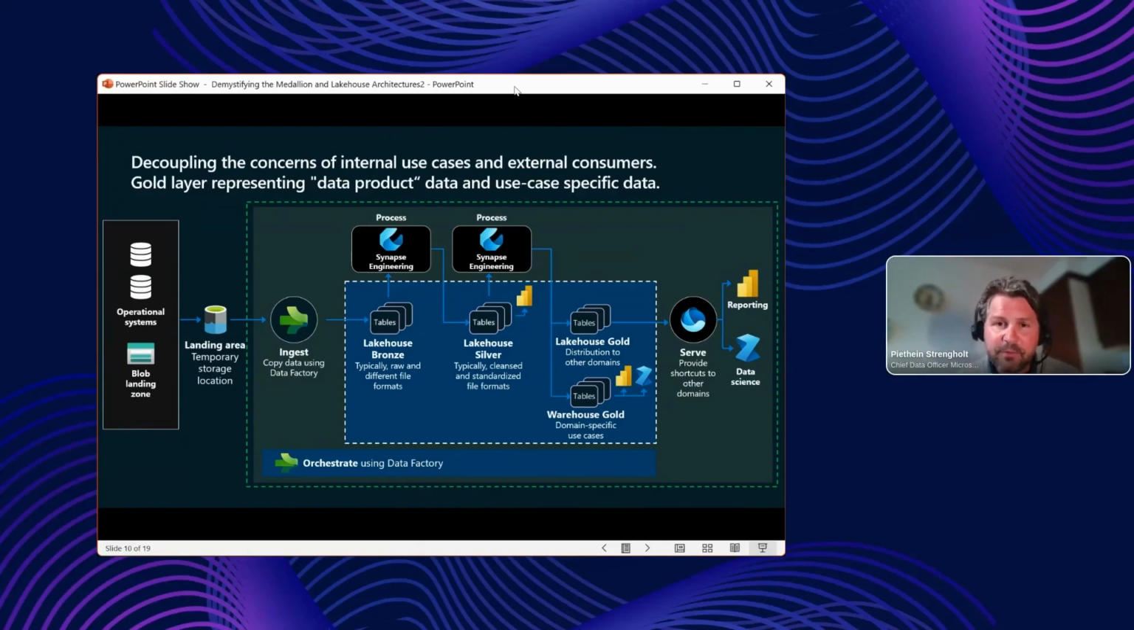So best practice would be to separate those concerns in an additional layer, for instance. So you have one layer for distributing data across domains and another layer, the gold layer, for the use case specific data within the boundaries of this domain. So that's another nuance or variant of this architecture.